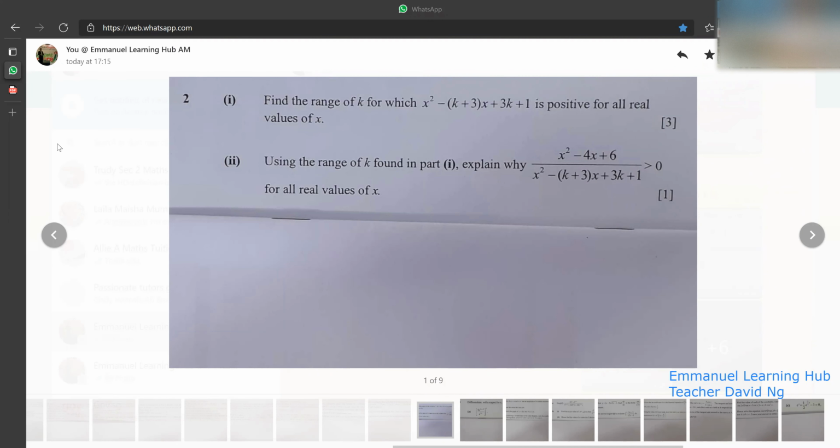Okay, this paper we're looking at, all the questions are taken from St. Andrew Secondary 4, mid-year 2017, paper 1 of their A-Math. Okay, so we're now looking at question 2.